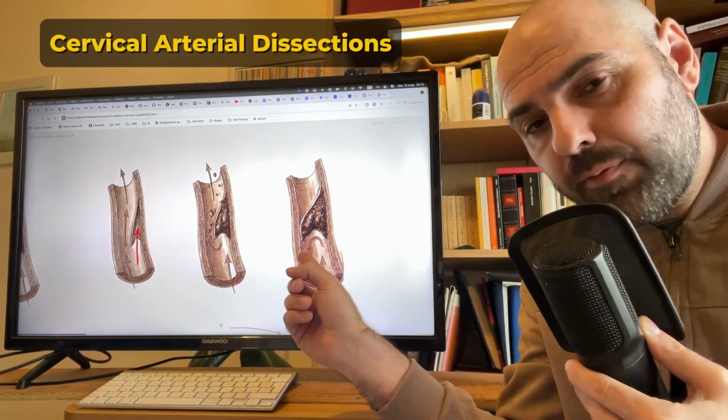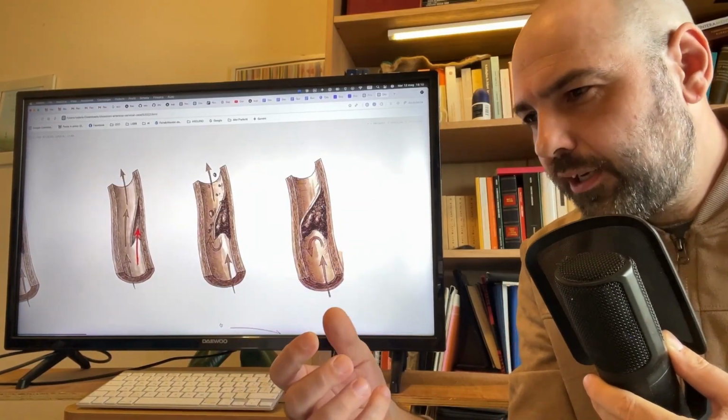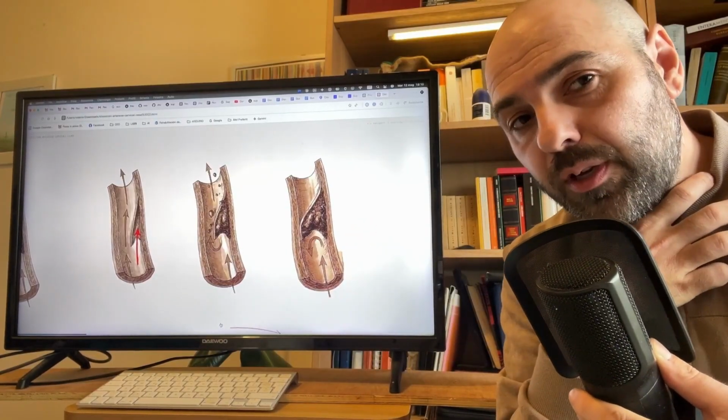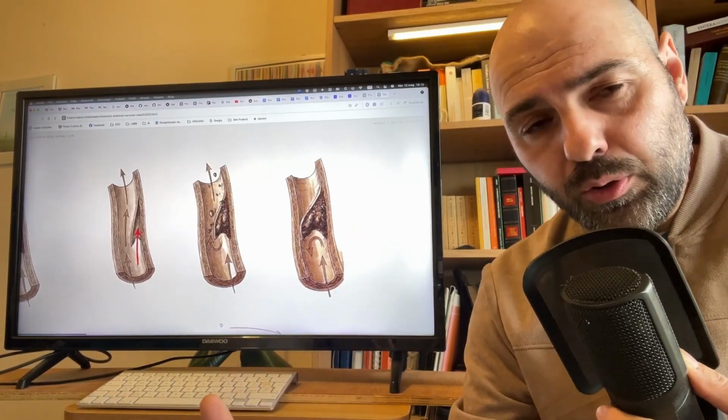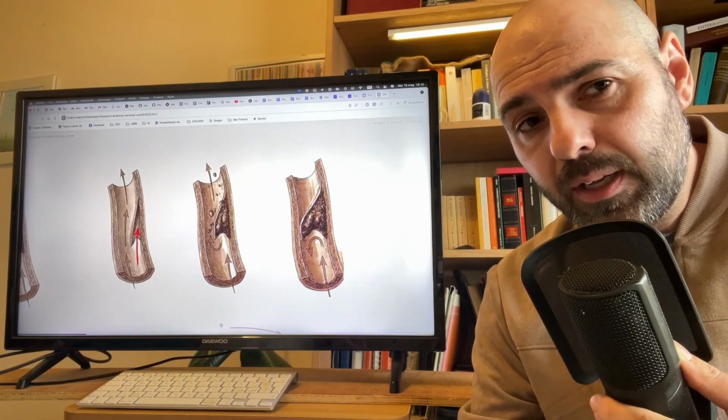finally the actual occlusion. Now, we need to consider that this process is not immediate. It could take hours, days, or even weeks, so the person might have an ongoing dissection without knowing it. Later in the video, we will look at some possible signs that can reveal the presence of an ongoing dissection.